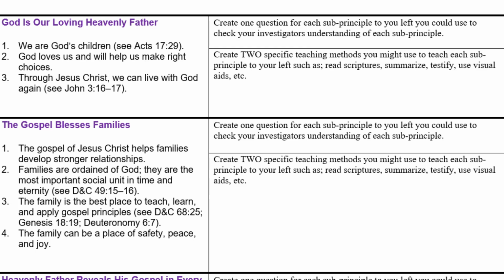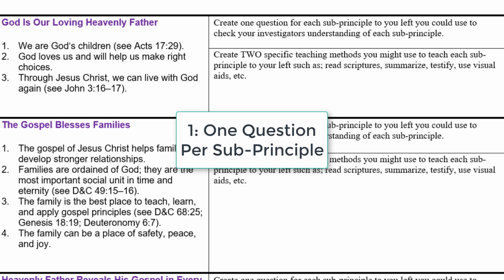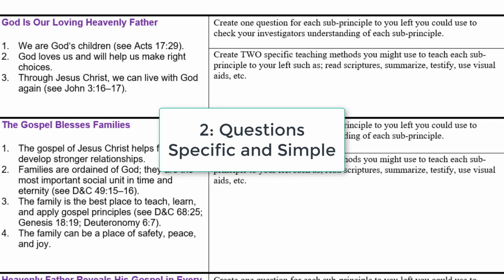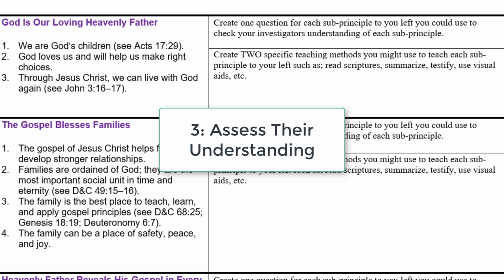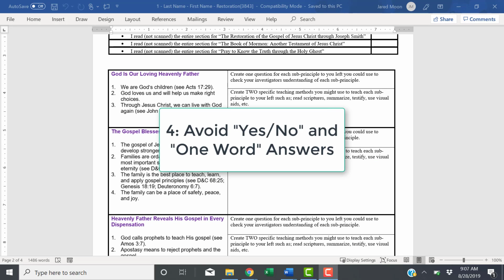When we grade your questions, we will use the following 4 criteria. 1. Is there 1 question per sub-principle? 2. Are your questions specific and simple? Nobody likes a confusing or complicated question. 3. Does your question assess your investigator's understanding of the sub-principle? Not whether they believe what you said, but whether they understand what you taught them. And finally, 4. Have you avoided questions that can be answered with a yes, no, or one-word answers? These don't really assess their understanding. They might say yes because they're embarrassed. You want your questions to assess their understanding.